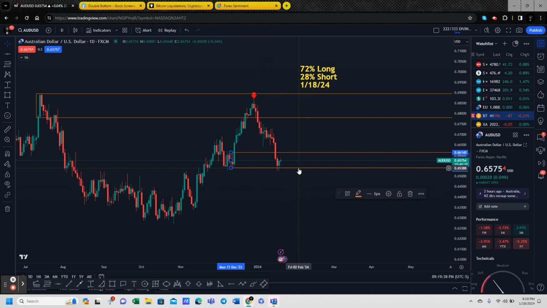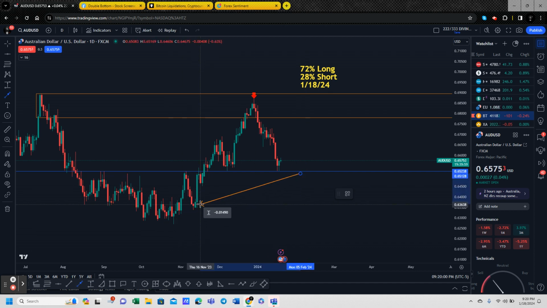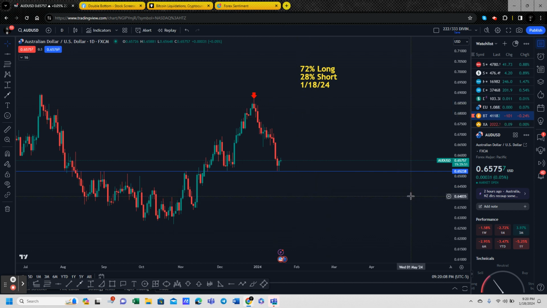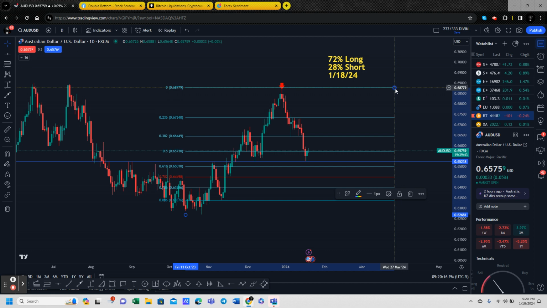What I want to see is this area violated. I want to see candles close below this level. And if I can get that, then I will start looking at the next area down here. This will be the next area I'll look to take this trade to. Now, with that being said, we can also pull up our Fibonacci retracement tool and see where we currently are in retracement.